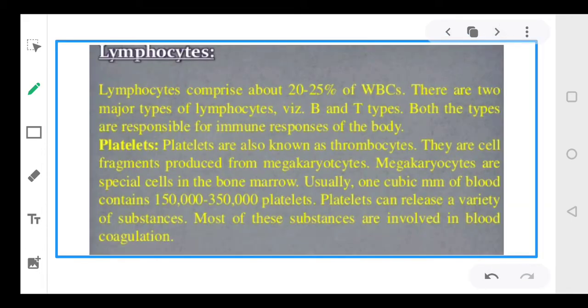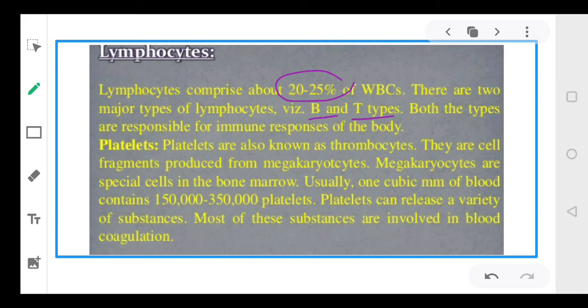Then lymphocytes, they comprise about 20 to 25% of the total WBCs. Now there are two types of lymphocytes, as we have discussed already, B lymphocytes and T lymphocytes, and both of them are responsible for the immune system. Both of them have a very important role to play in your immune system.